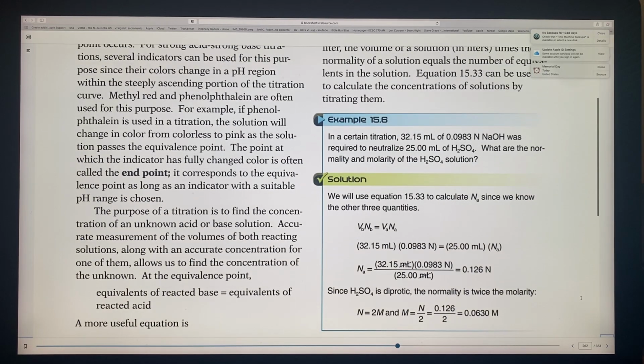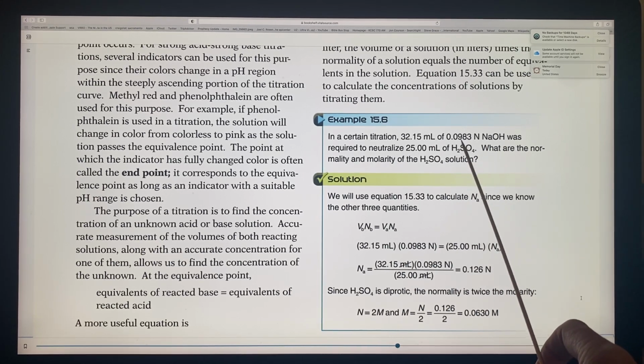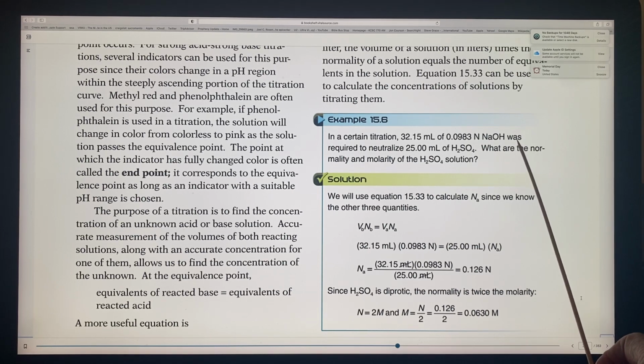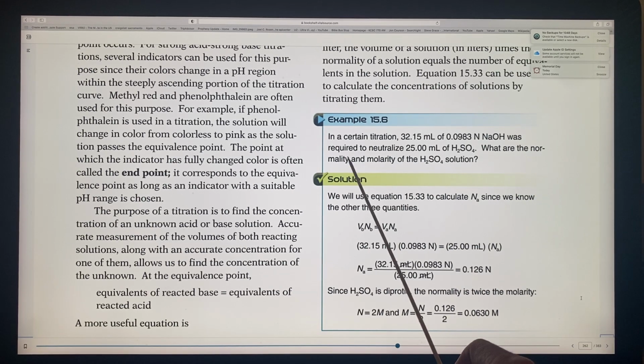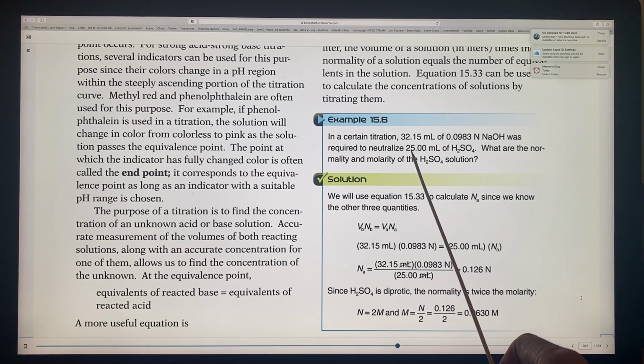So here's an example so you kind of know. In a certain titration, you have 32.15 milliliters, so not liters, but milliliters. And then you go on, and this was the normality, the measurement we got, of sodium hydroxide here. And it neutralizes, here you have the sulfuric acid here, neutralizing this 25 milliliters. So what are the normality and the molarity?